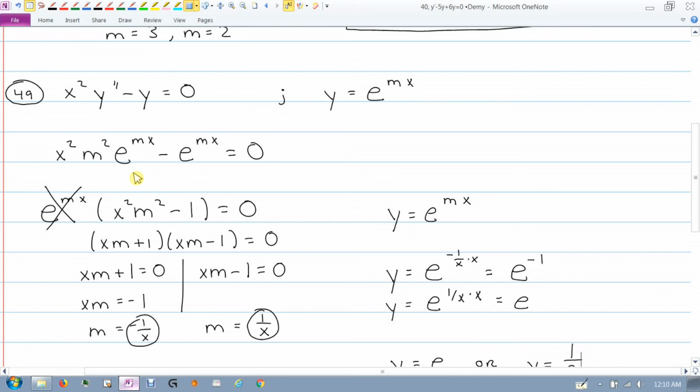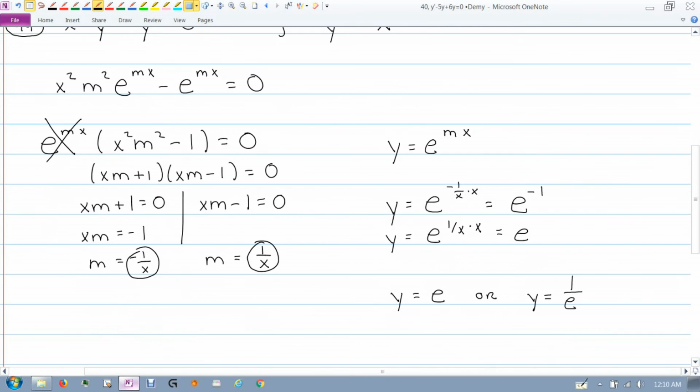Oh, you know what? I totally jacked this thing up. That was a good exercise, actually. But I messed this up because the instructions for 49 do not have us using e to the mx. They have us using x to the m. Oops. Okay, well, let's redo it.